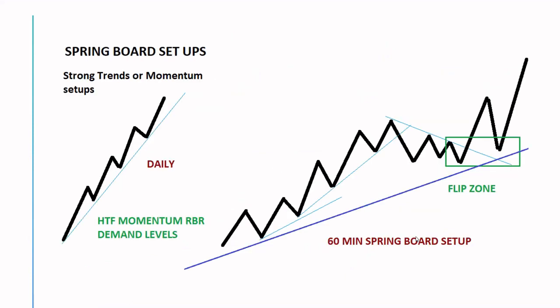Now there's a third setup outside of chart patterns, ranges, trends, and breaks of those ranges. It's the springboard setup that I look for. And what is a springboard setup? If I've got a higher time frame with momentum, so we've got a very steep trend line, almost no pullbacks, like rally base, or little pullbacks, but they're so strong.